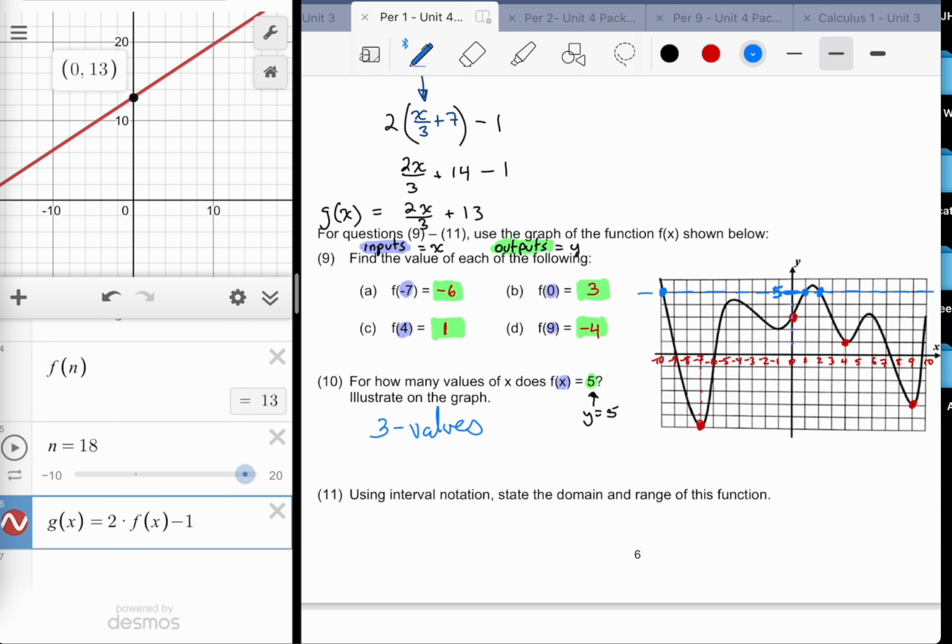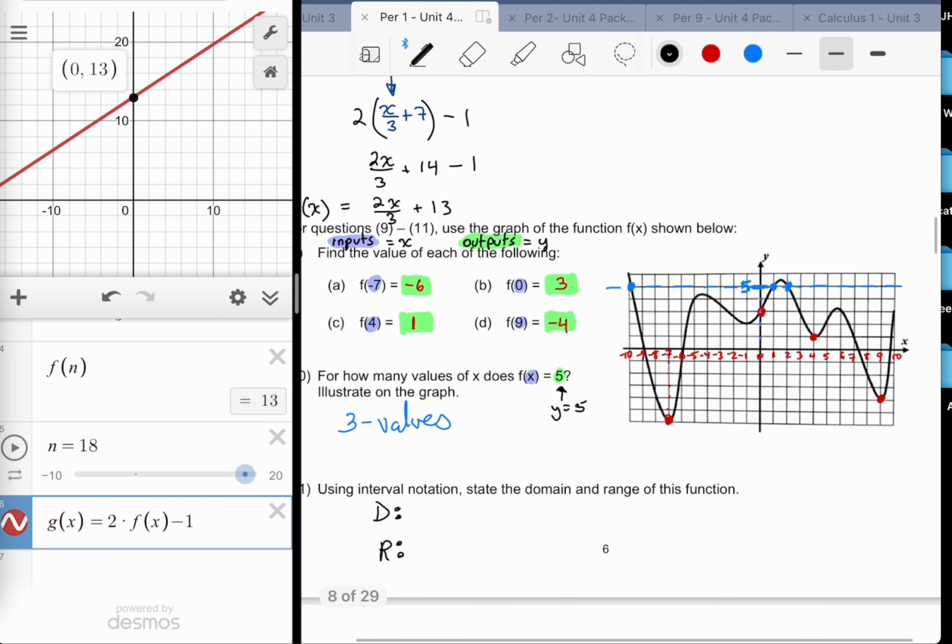And then the last bit doesn't really have anything to do with evaluating functions. It has to do with interval notation and domain and range. Just a little review of that. So the domain, all possible values of x. The range, all possible values of y.